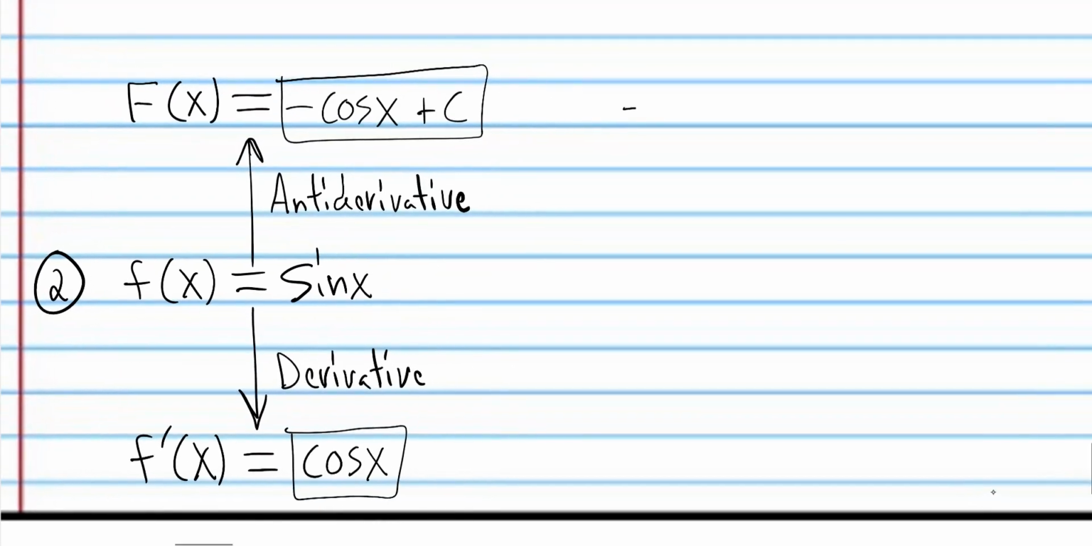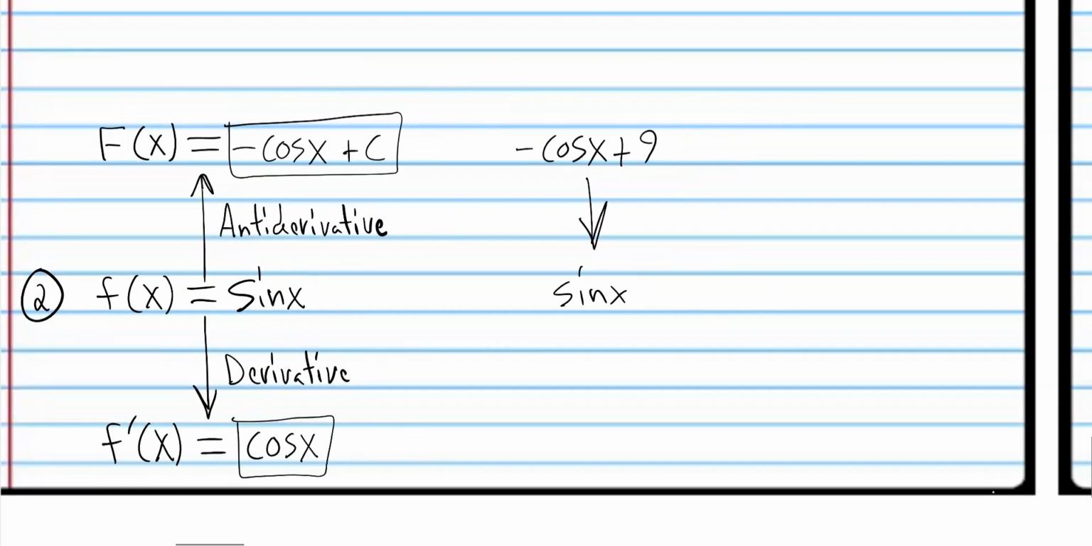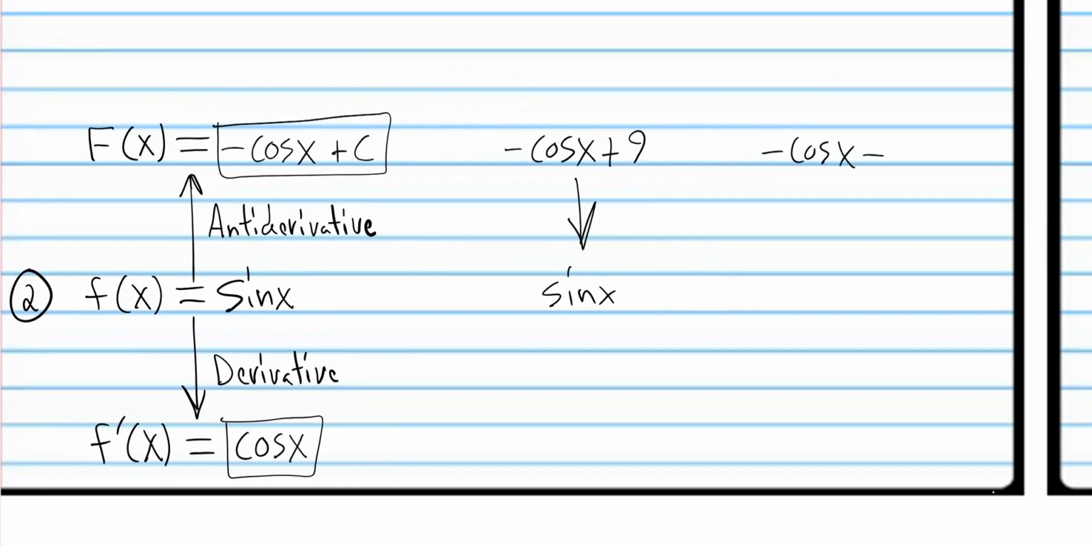Again, if you have negative cosine x plus 9 and you find the derivative of that, you get sine x, right? If you have negative cosine x minus 1 million, find the derivative of that, and you get sine x. So there's all kinds of different functions that could be the antiderivative of the original function. We say that there's a family of functions.